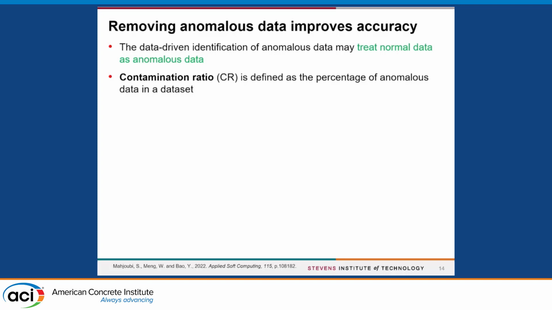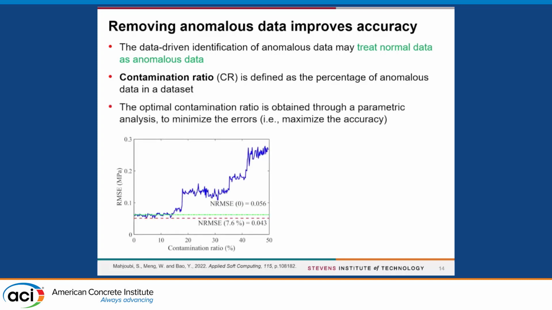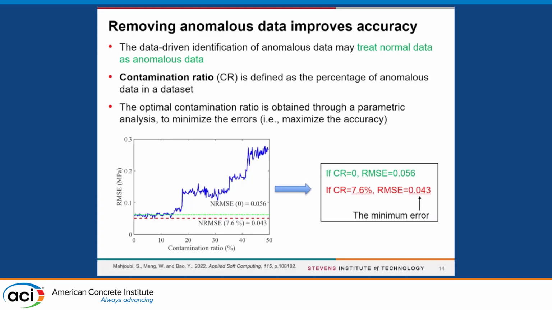So to properly remove the anomalous data, in order to improve the accuracy of the machine learning model, we defined a contamination ratio, CR, which is defined as the percentage of anomalous data in the data set. From the parametric studies, we see that there's an optimal contamination ratio that will lead to the highest accuracy or the minimum errors. So it is not the case that we remove all the anomalous data to get the highest accuracy. We found that when we have the contamination ratio of 7.6%, we get the highest accuracy.